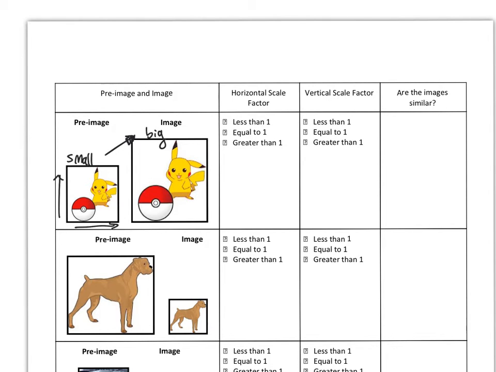In this case, I can see that we grew horizontally. That means we stretched wide from left to right. And I can see that we grew vertically. It got taller. Would you say these are similar? Yes. Now we're just looking at a glance here, but yes.